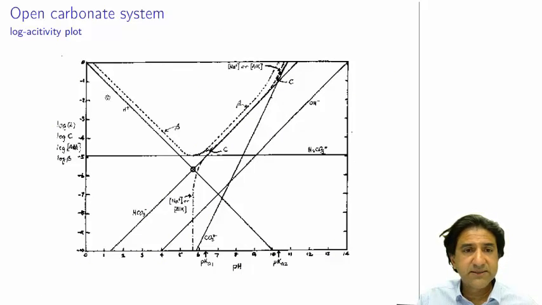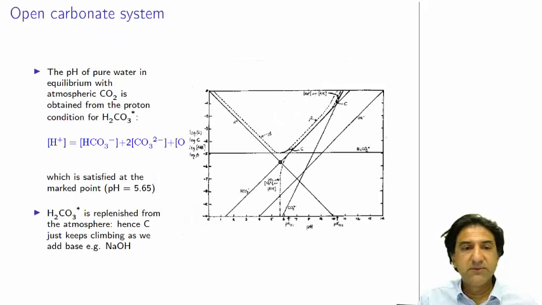We can draw the buffer capacity. Buffer capacity goes down, becomes flat, and then it goes up and up and up and then really up. Actually, the buffer capacity is very good because whatever acid you add into the system, it just gets used up because of the CO2 continuing to dissolve into the system.